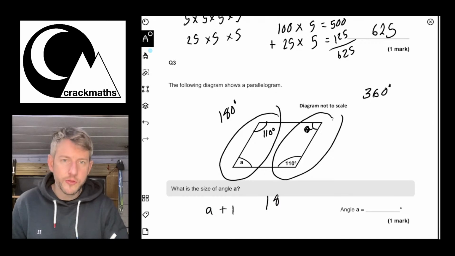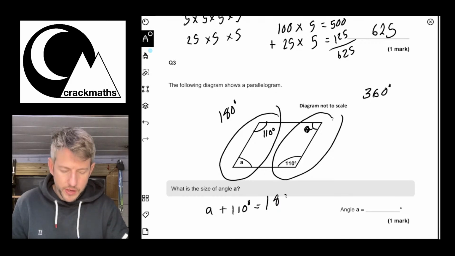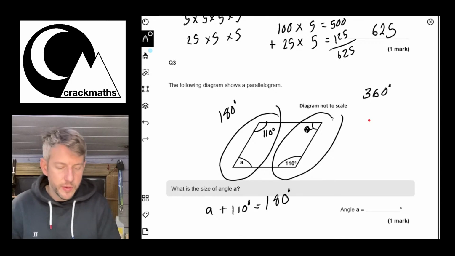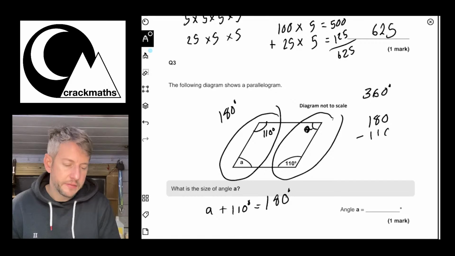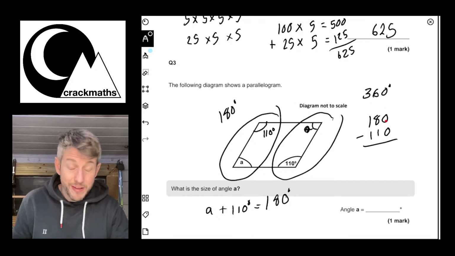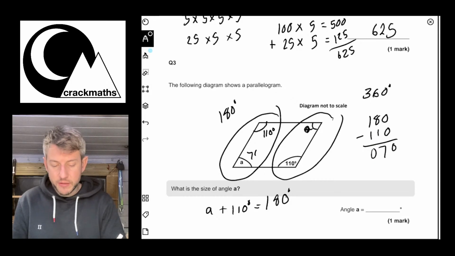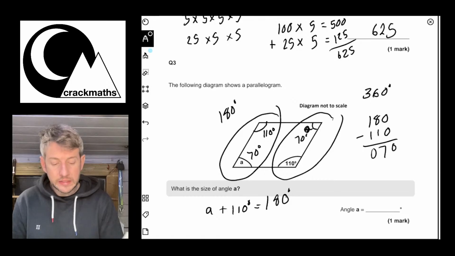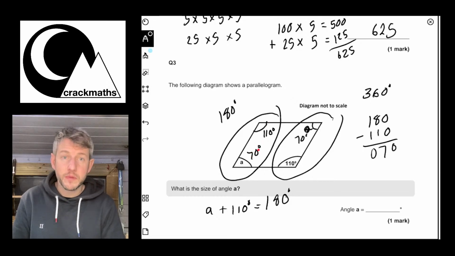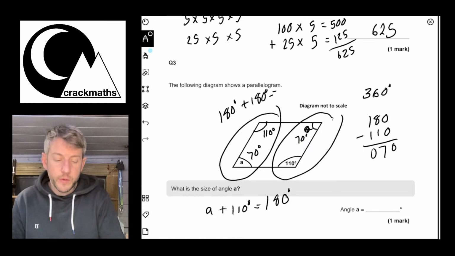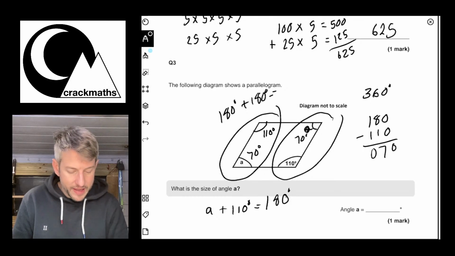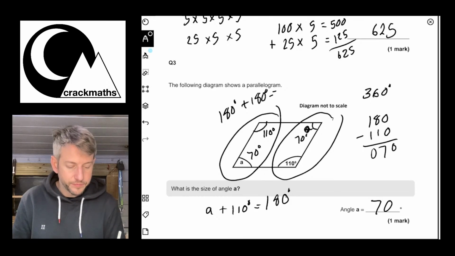A plus 110 degrees equals 180 degrees, and so I simply just need to do 180 take away 110. 0 take away 0 is 0, 8 take away 1 is 7, 1 take away 1 is 0, so A is going to be 70 degrees, and that would be 70 degrees as well. That makes sense because these two now add up to 180, these two add up to 180, 180 add 180 equals 360, and there we go. So A is 70 degrees.